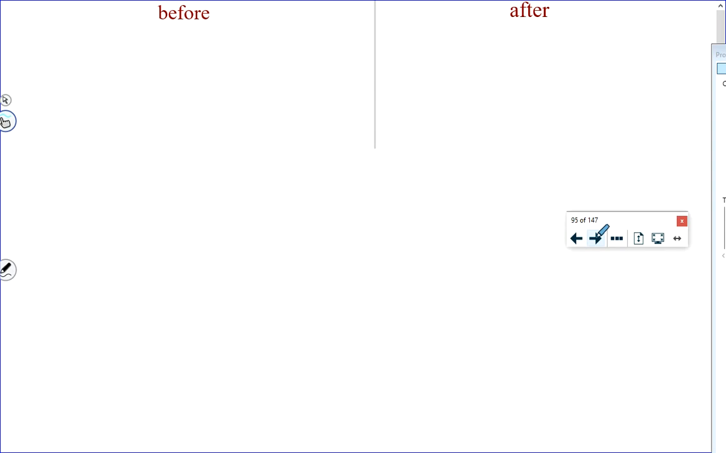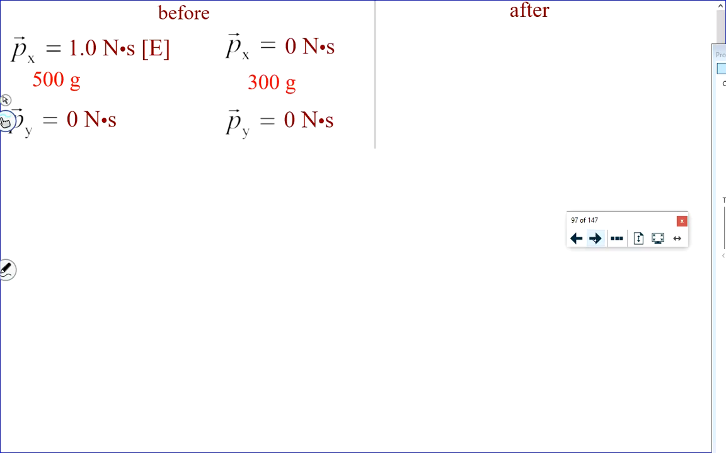But here's a nice summary of things. The 500-gram ball before has that much east momentum and no north-south momentum. And the 300-gram ball before has nothing in either dimension.